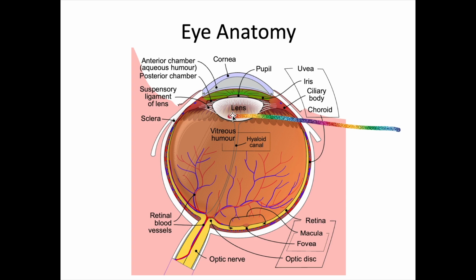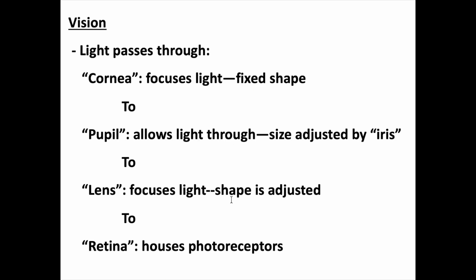After that, we have the lens. So the lens also focuses light like the cornea, but unlike the cornea, the lens can change its shape. Notice these little ligaments here and these muscles attached to the lens. They can contract and stretch out this shape and change the shape of the lens to dynamically change how much focus we're getting. So the lens focuses light, and yes, the shape is adjusted.